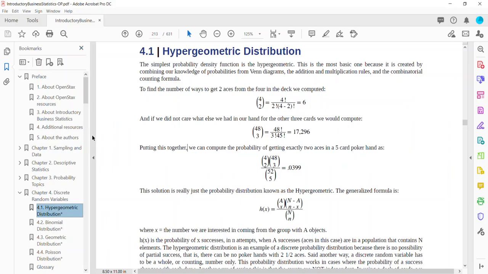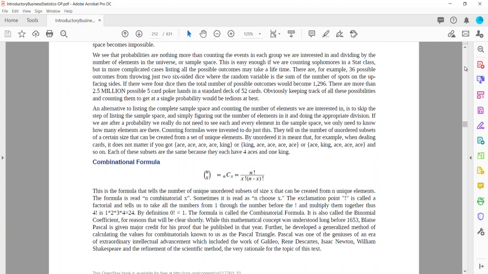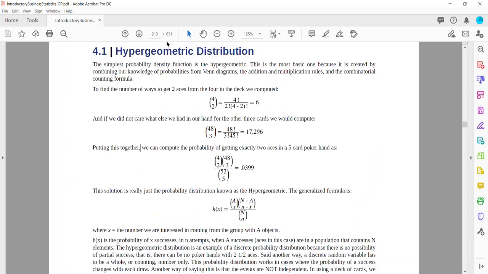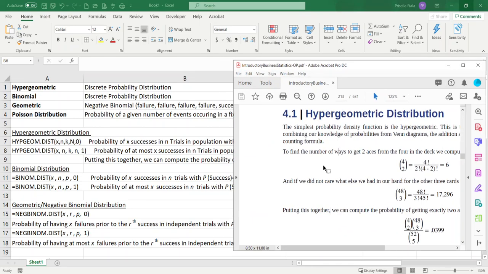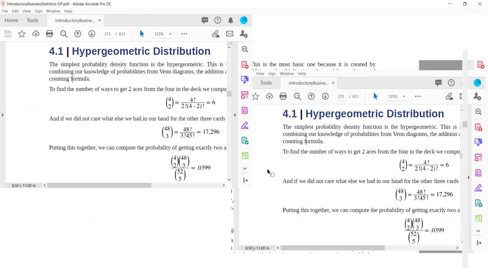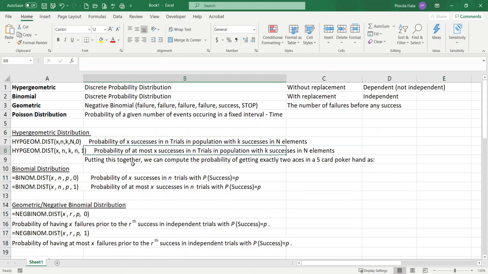Remember that if you have looked at the other videos, I show you how to do the combinational or combinatorial with the factorial, and then they start with the hypergeometric, which I did go over. So let's now try to do all those calculations just by using Excel. Right here, which I have already pasted, it says you're putting it all together, and now we can compute the probability of getting exactly two aces in a five-card poker hand. So we have to think, what is my X?